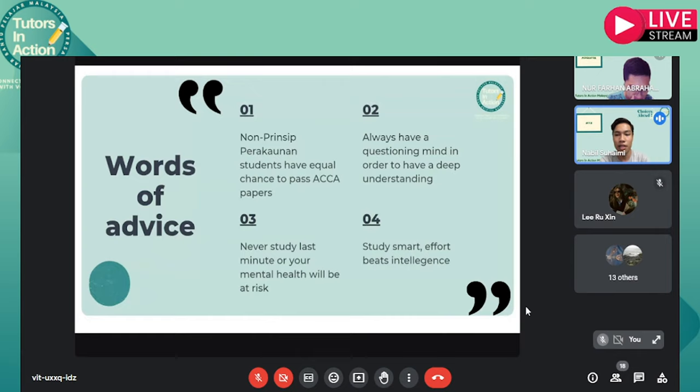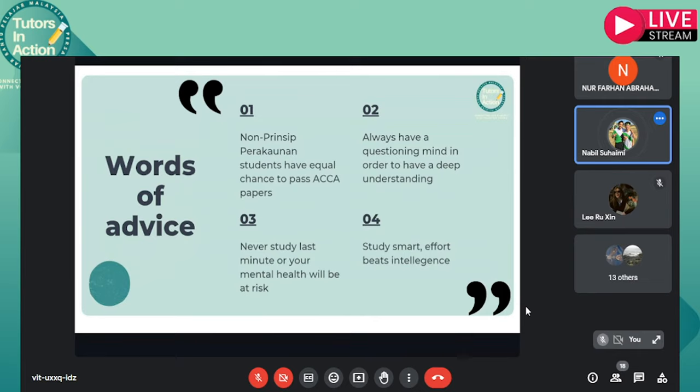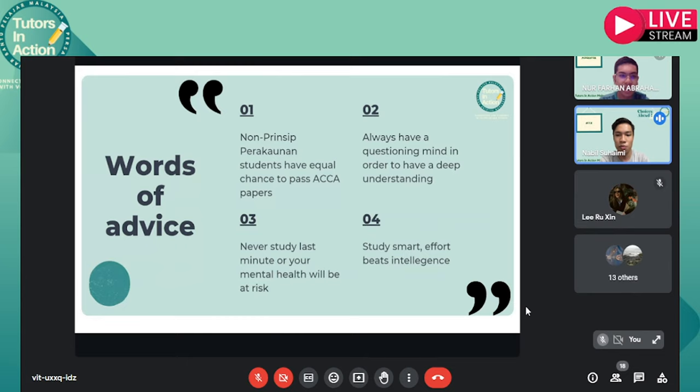When you learn a topic, you must learn it very, very deeply in order for you to explain it in the exam. Because ACCA is an exam-based qualification, you don't have any assignments or any group projects that you do with your friends. So it's 100% your marks will be based on exams. So that one is a bit lacking in terms of communication skills.